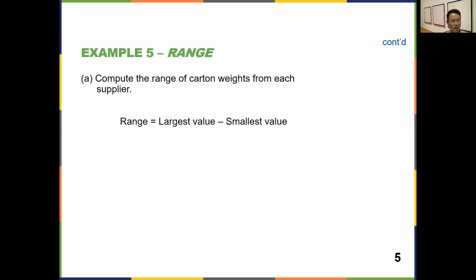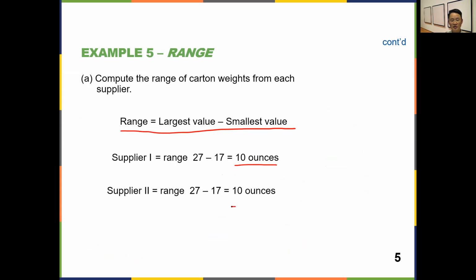So you can see that range formula right here, largest value and smallest value. For supplier 1 and supplier 2, they are both 10. However, as we discussed, supplier 1 was rather concentrated, supplier 2 was rather spread out. If you're a baker getting this blueberry supply, do you want a spread out type of supply, or a rather concentrated supply? You want consistency, right? So you want supplier 1, I guess.